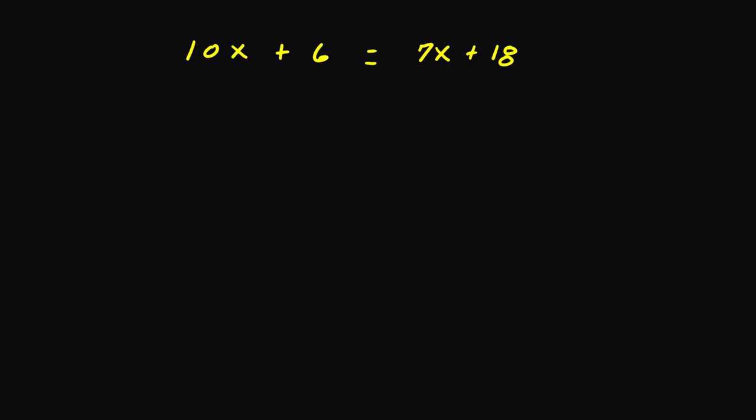Up until this point, every time that we solved a linear equation, we got an answer, a solution where x, or whatever the letter was, equals a number. We always got a single solution.